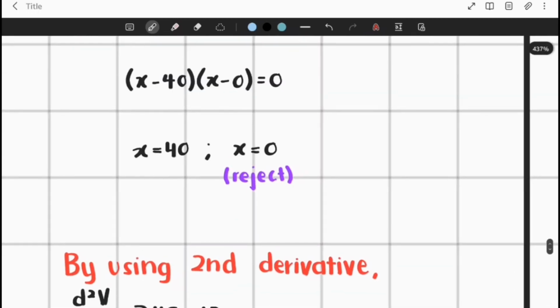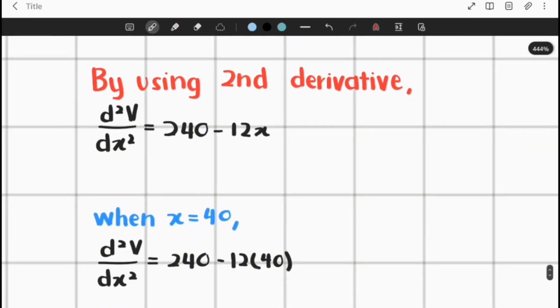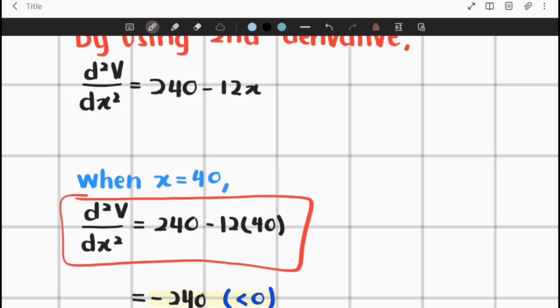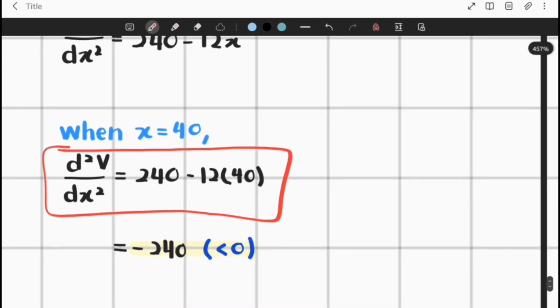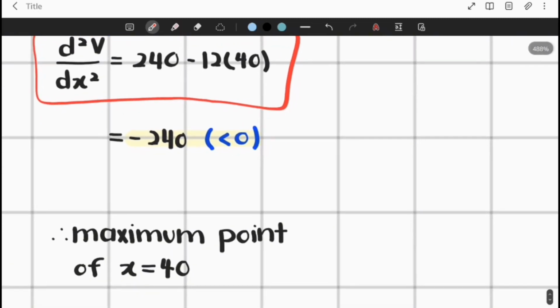So back to the value of x, we have two values of x, which is x equal to 40 and x equal to 0. Why do I reject the answer of x equal to 0? It is because if we substitute x equal to 0 into this equation, we will get 240, which is higher than 0, and that will become the minimum point of the volume.